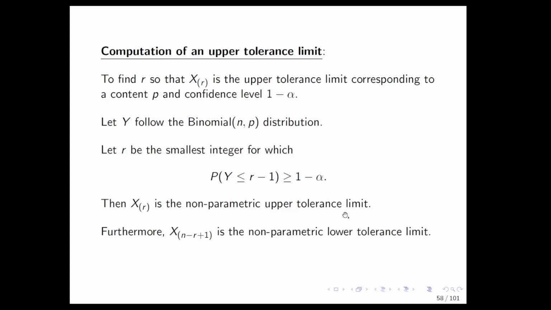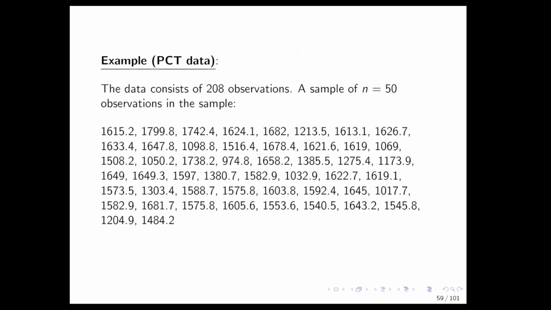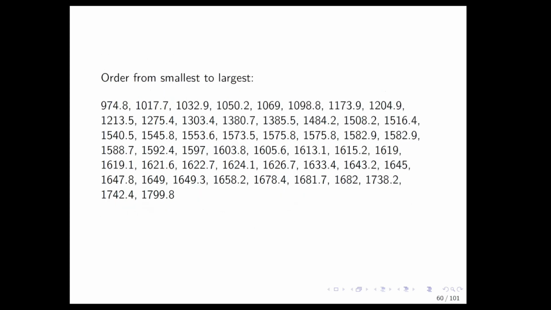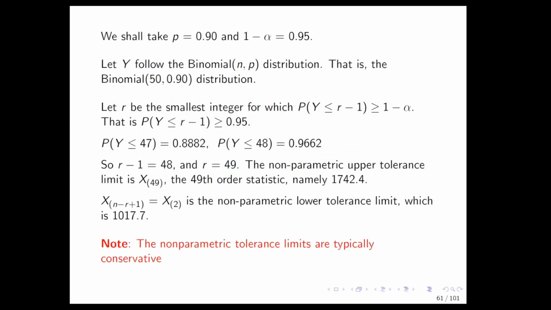Very simple calculation. Let us go back to this data. You have a sample of 208. I am going to illustrate the computation using just 50 of those 208 numbers. Here are 50 numbers from the data. We need to order them from the smallest to the largest, because what we need is the order statistic. There it is. Now we will pick P to be 0.9 and 1 minus alpha to be 0.95. So I will look at binomial(n, p), where n is 50 and p is 0.9.